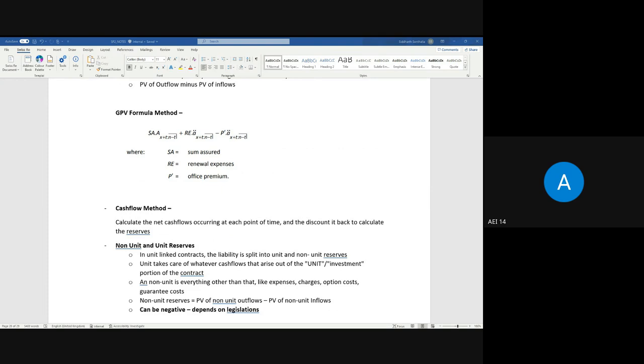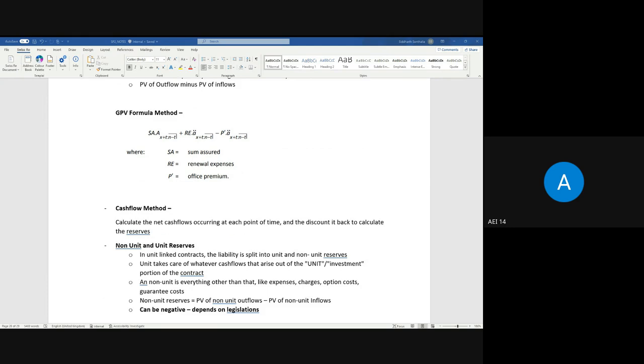Now, what can you think of as all the additional cash flows that a company has to take care of for a unit-linked product? Like if you think about the structure, the charges and commissions, expenses, like the initial. Okay. Anything else? If you think about administration cost. Administration costs. Okay. All expenses, all charges.